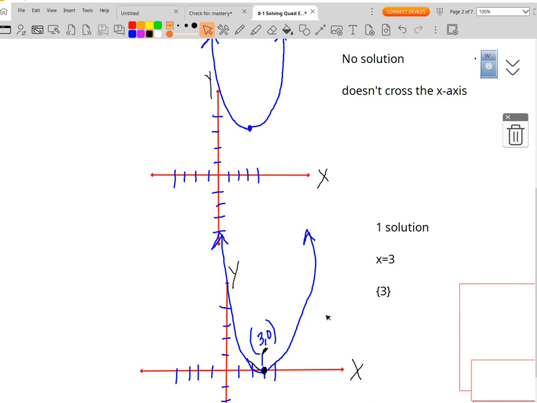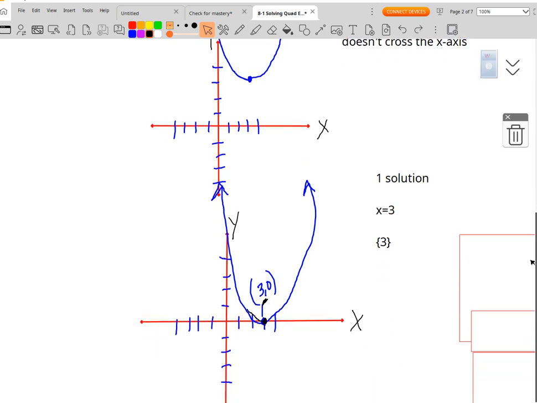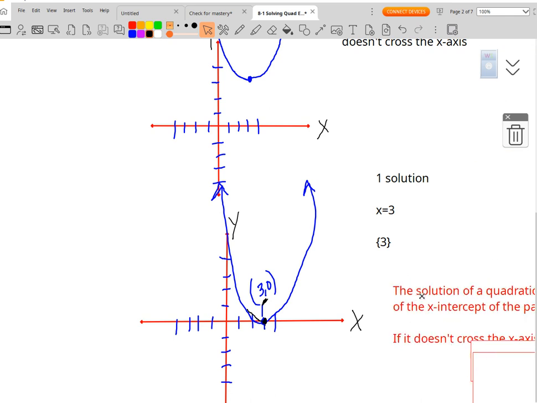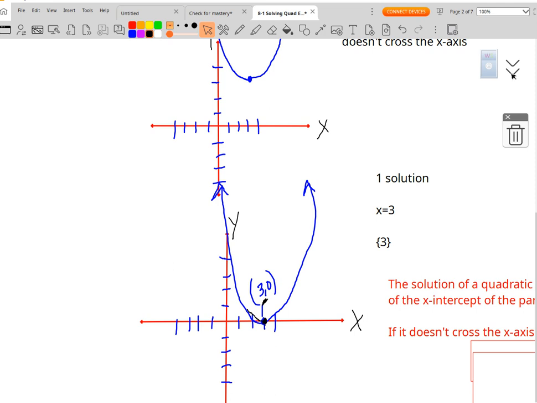So basically what we want to know is what is x when y is 0. That is the solution to a quadratic equation. Alright, so we're going to put this in our notes next.